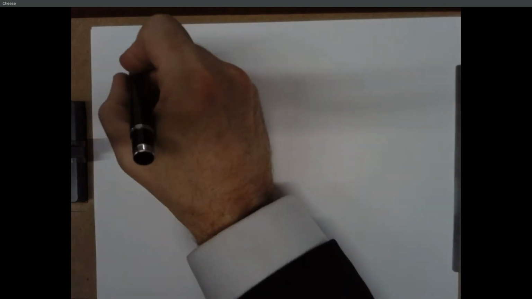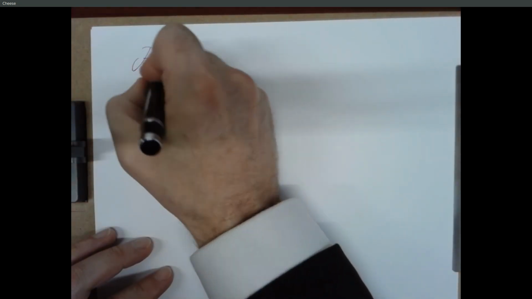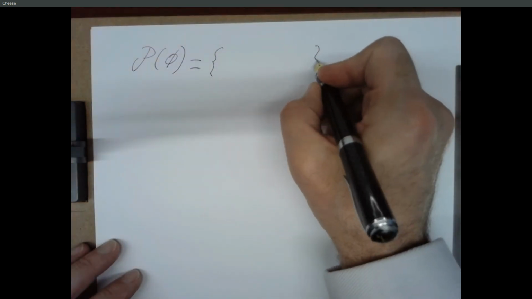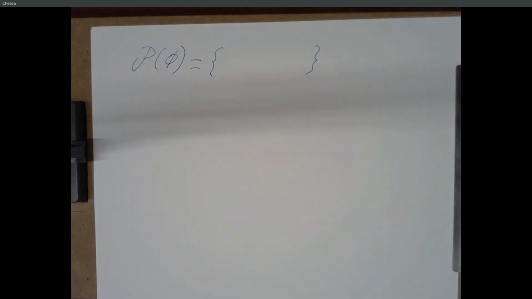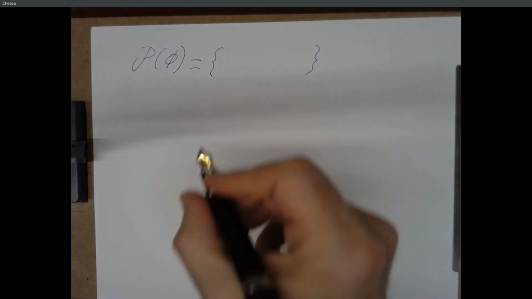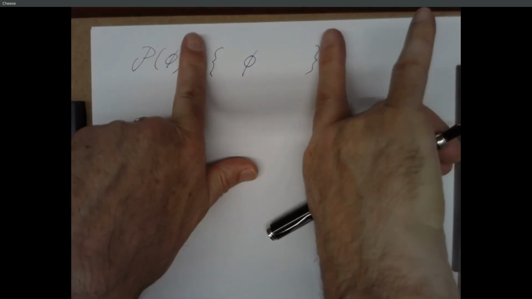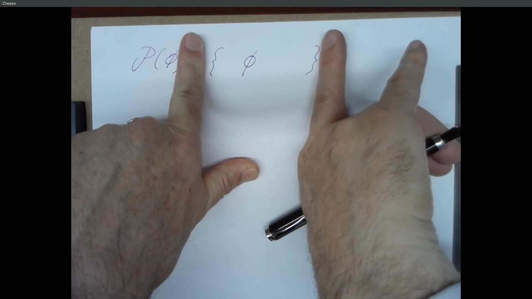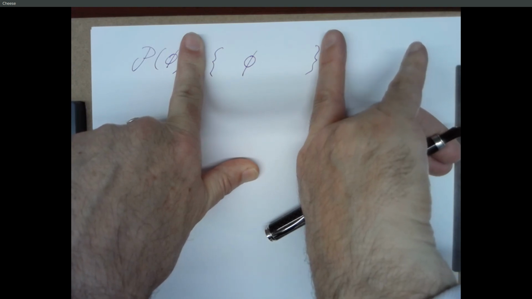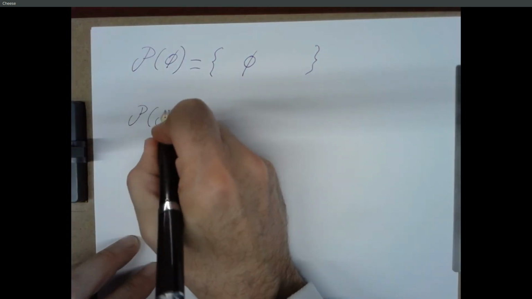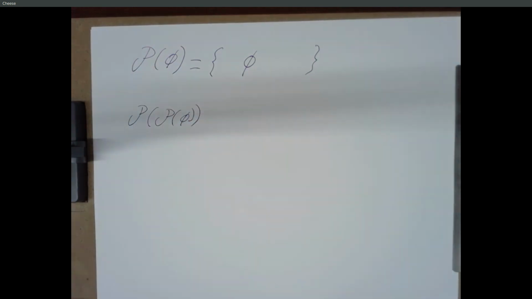Okay, let me leave you with a bit of weirdness. What is the power set of the empty set? And it's going to be a set. It's the set containing the empty set. Is this the same as the empty set? No, this contains one thing. The empty set contains no things.